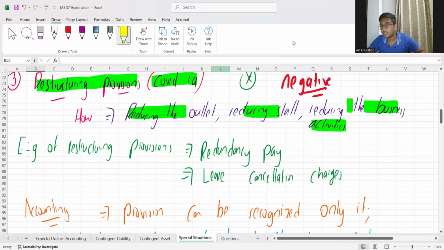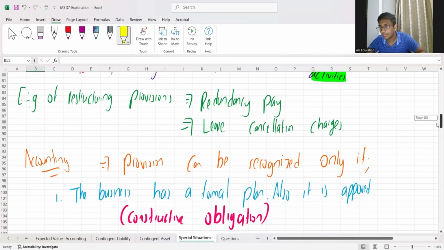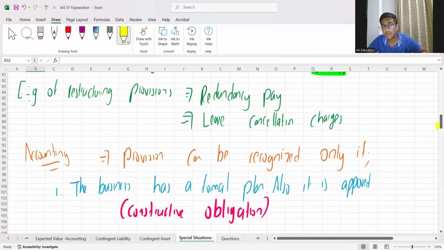What is my accounting method? But before that, I'll tell you all there are some costs that you all will incur when you are restructuring. Okay. Obviously, you need to pay redundancy pay for employees. Why? Because you are chasing them out of their rightful jobs. Right? There are some contracts.